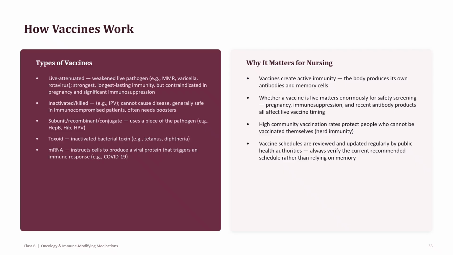So one more concept worth understanding rather than just memorizing is herd immunity. When enough of a community is vaccinated, the pathogen struggles to find a new host to infect, which indirectly protects the people who medically cannot be vaccinated themselves, like newborns and certain immunocompromised patients. So vaccination isn't just an individual decision. It does have a community level effect as well.